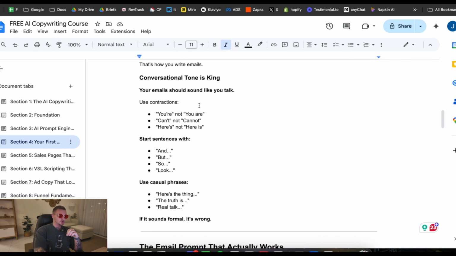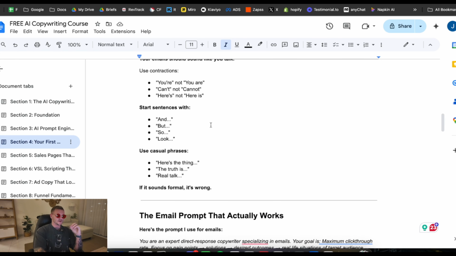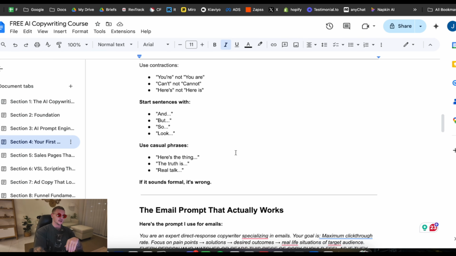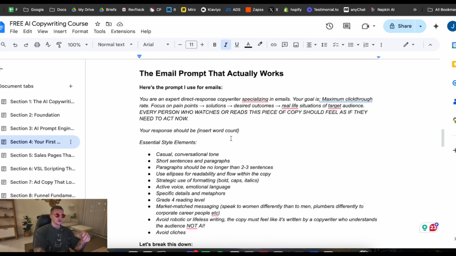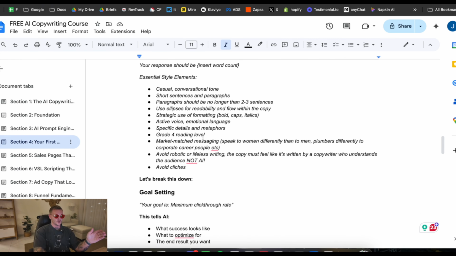So your emails should sound like you talk. Use contractions like you're, can't, cannot, here's, here is. Start sentences with and, but, so, look. So you can bend grammar rules in copywriting. Use casual phrases like, here's the thing, the truth is, real talk. However, whatever ICP you're writing for, you want to use their language, and it needs to be very conversational.